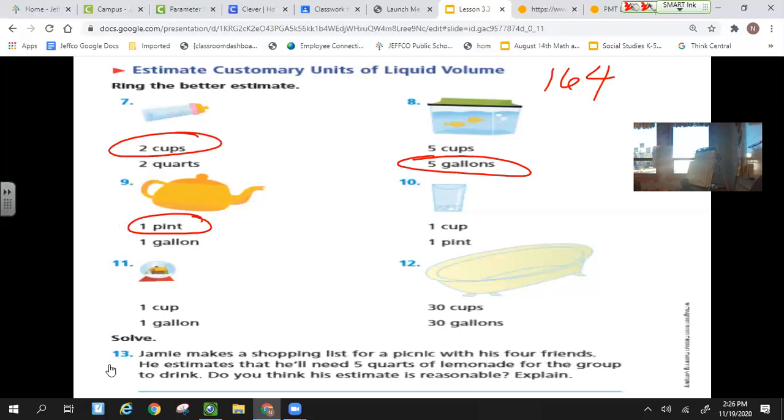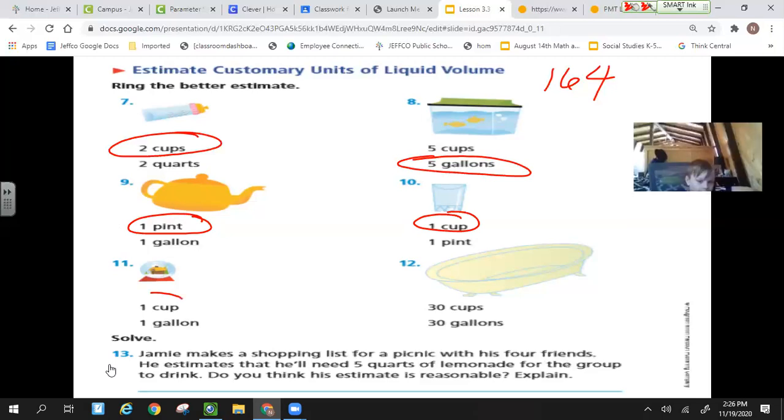All right, number 10. 1 cup or 1 pint? Maybe a glass of water before you go to bed. What do you think, Ellie? 1 cup. Literally a cup. All right, Jensen. 1 cup or 1 gallon for your snow globe? 1 cup. Why? Because snow globes are really small.